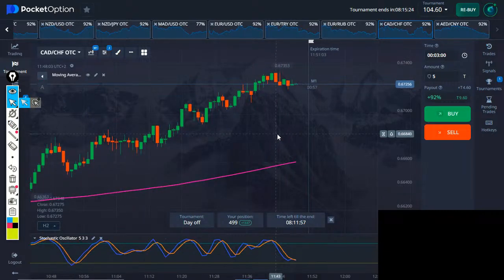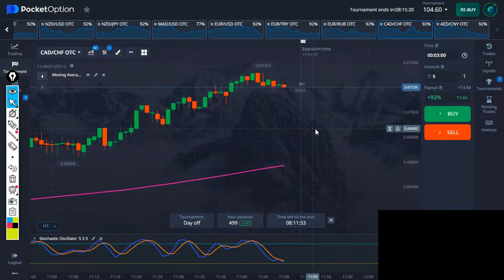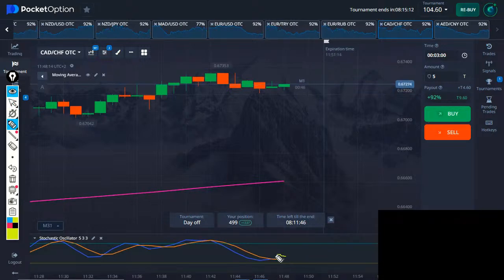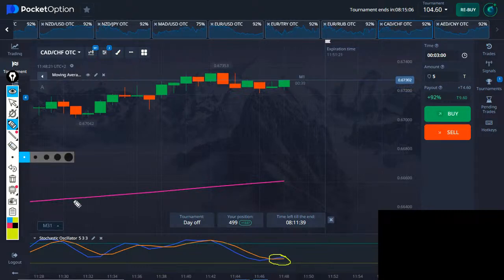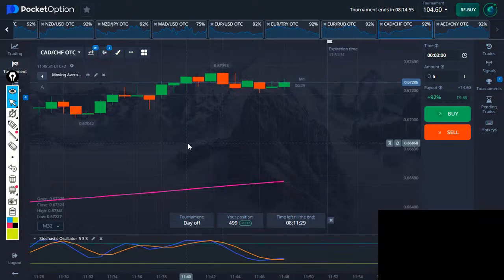So let's see the situation here. This isn't a healthy stochastic behavior. When you see those lines very tight together, avoid trading. And also, we didn't see any of the lines touching the oversold level at the 20 level. So till now, we don't have any positions to take here.